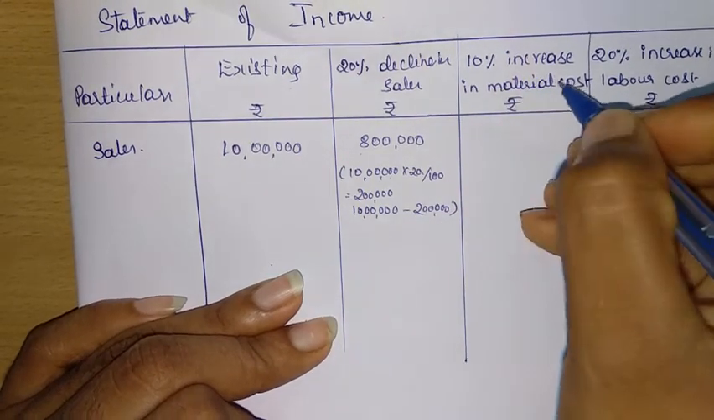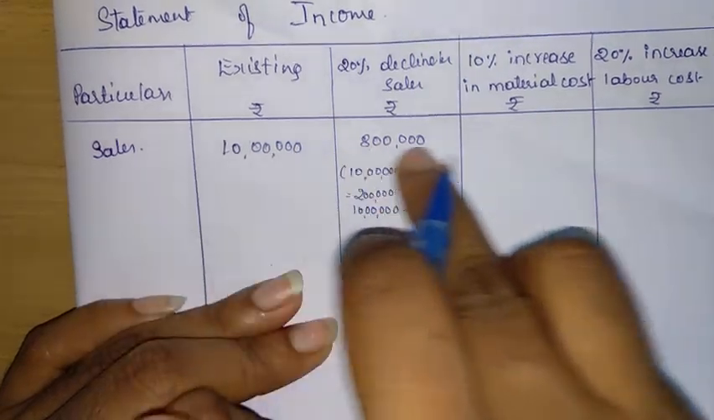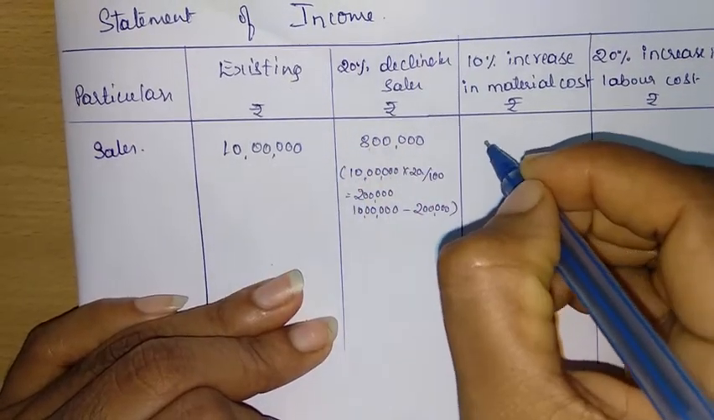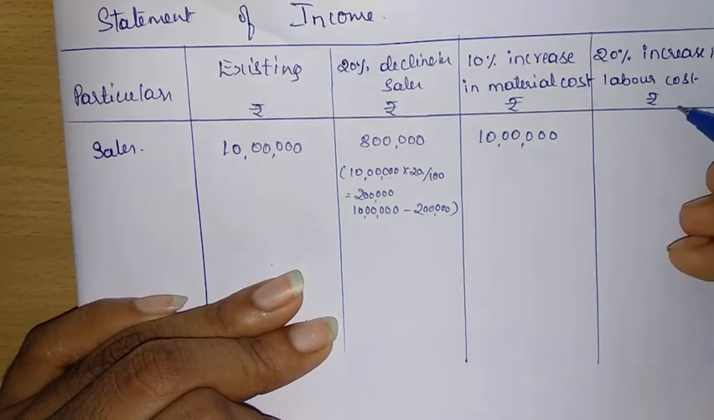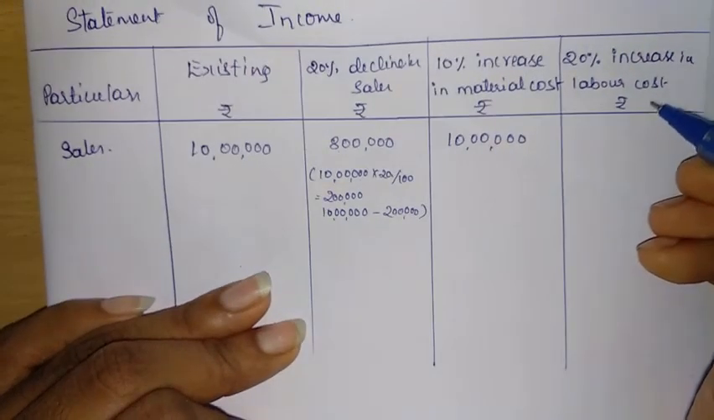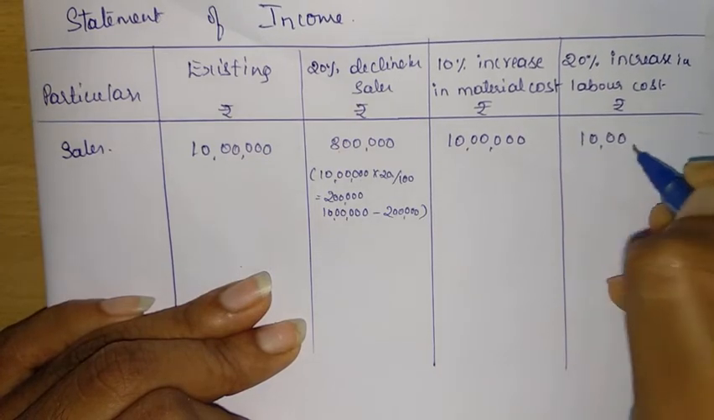Then 10% increase in material cost. Here material cost gets affected, so there will be no effect on sales. Sales will remain the same, that is 10 lakh. Here also labor cost increases, so there will be no changes in sales. It is 10 lakh only.